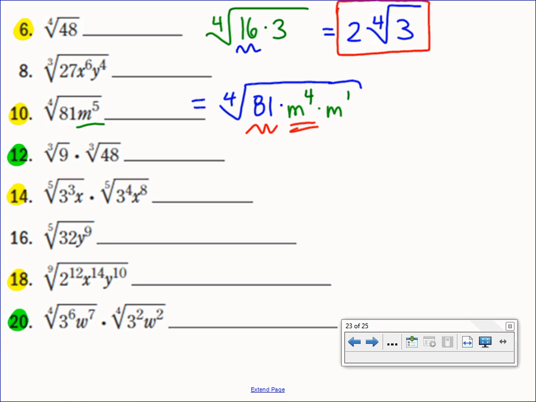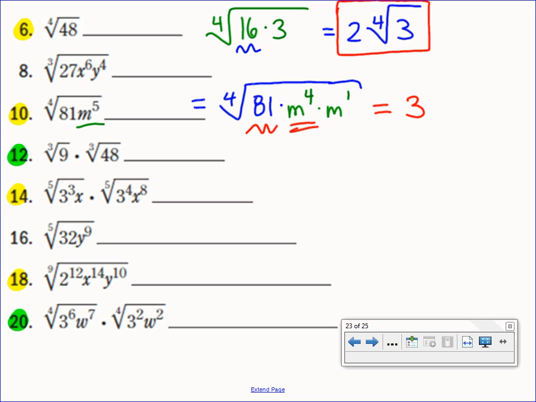A 16 inside of a fourth root is equivalent to an integer 2 out front. I still have the fourth root of 3 remaining. So raise your hand if you had 2 fourth root of 3. 2 fourth root of 3. That's my final answer. Good job, and without a calculator. My 81 is already a perfect fourth power. So I'm going to rewrite the fourth root of 81 as 3 out front.